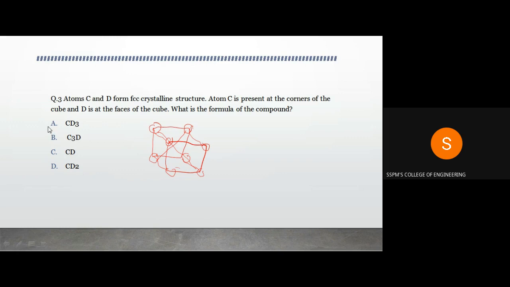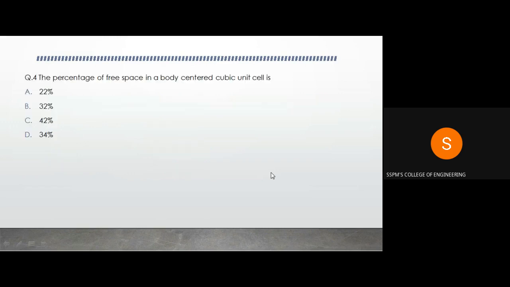Okay, then next: the percentage of free space in a body-centered cubic unit cell. How much is the percentage of space in body-centered? The total packing in BCC is 68%, but in this case they ask for the free space, which means 100 minus 68 is equal to 32%. B is the correct answer.